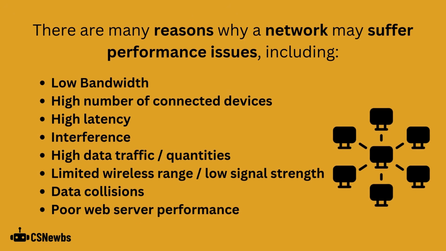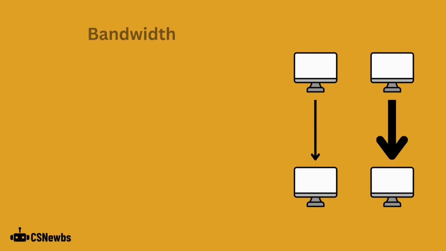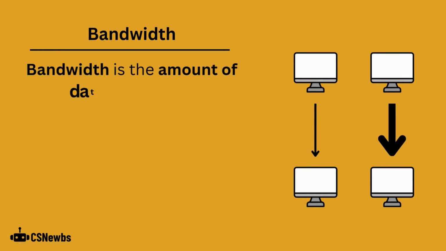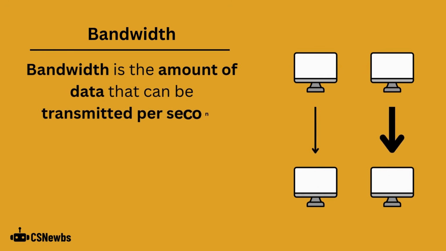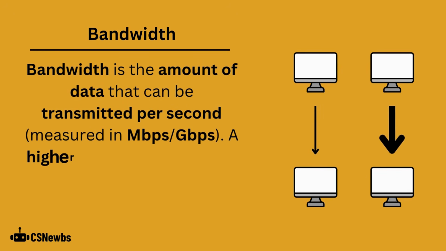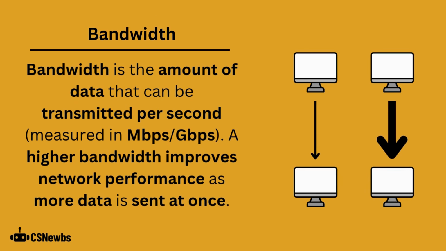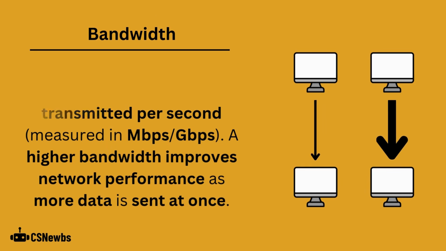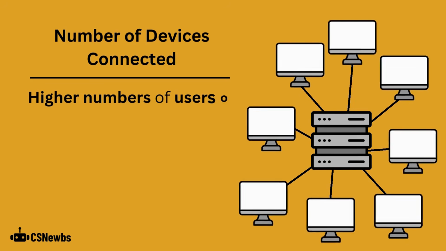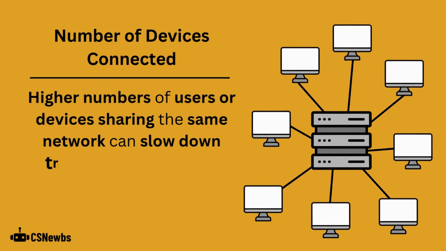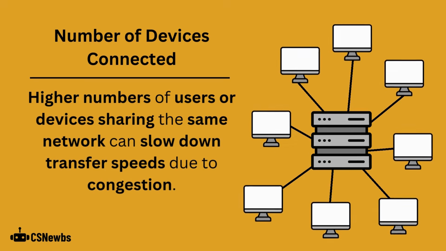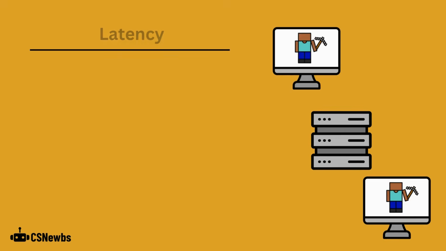There are many reasons why a network may suffer performance issues, including each of the bullet points below, which will be examined in this video. Bandwidth is the amount of data that can be transmitted per second, and it is usually measured in megabits per second or gigabits per second. A higher bandwidth improves network performance as more data can be sent at once. Higher numbers of users or devices sharing the same network can slow down transfer speeds due to congestion.